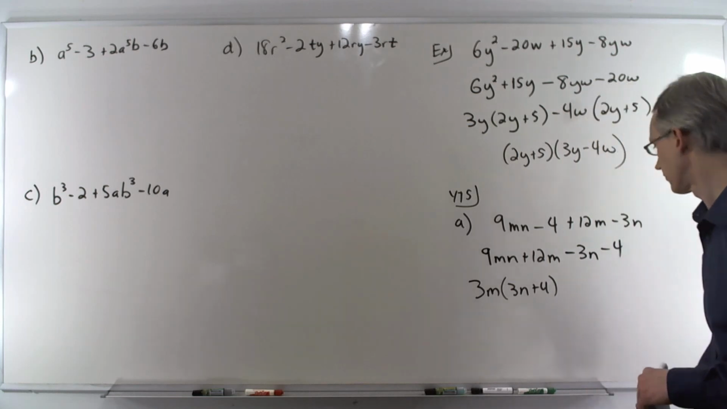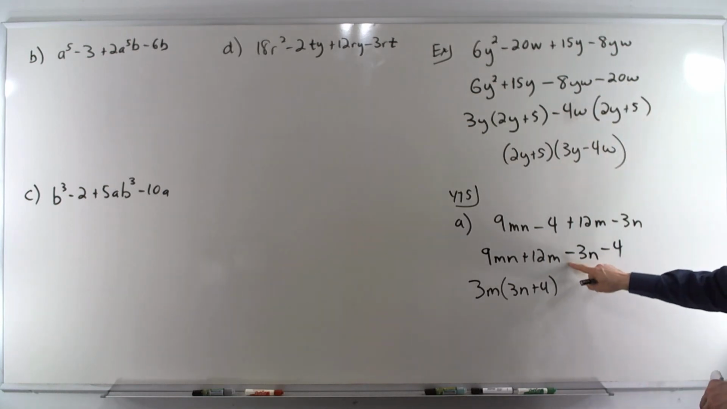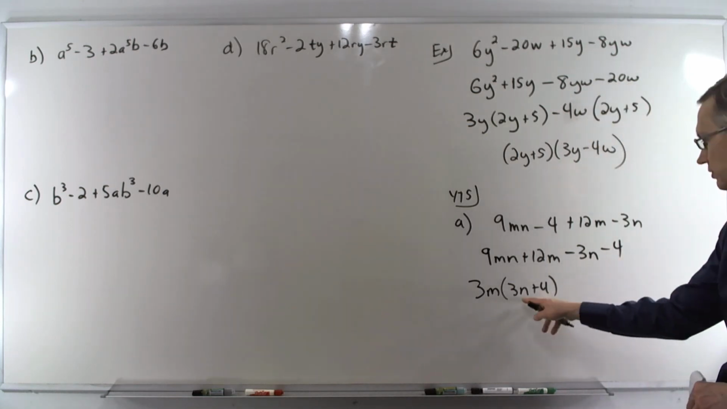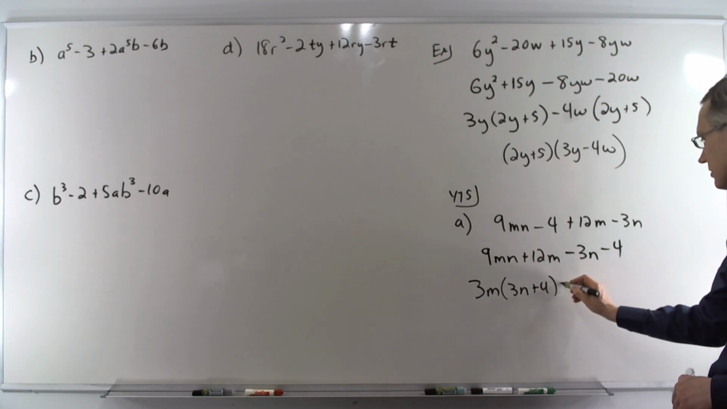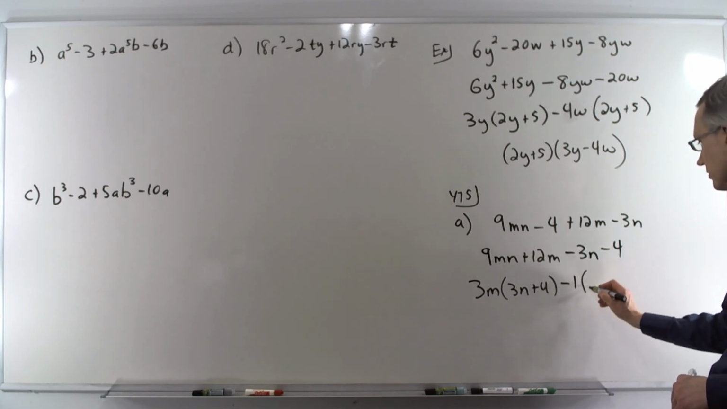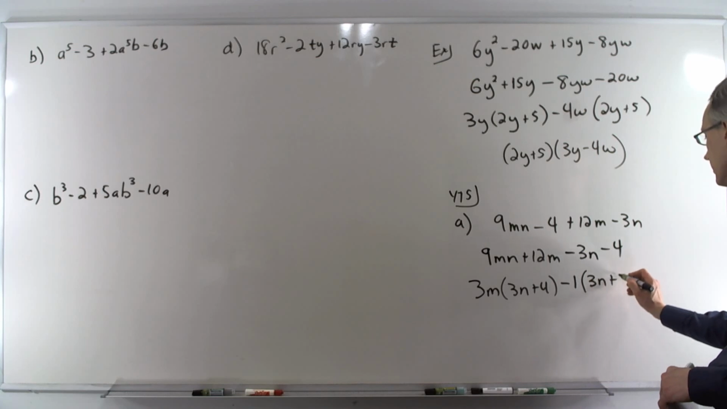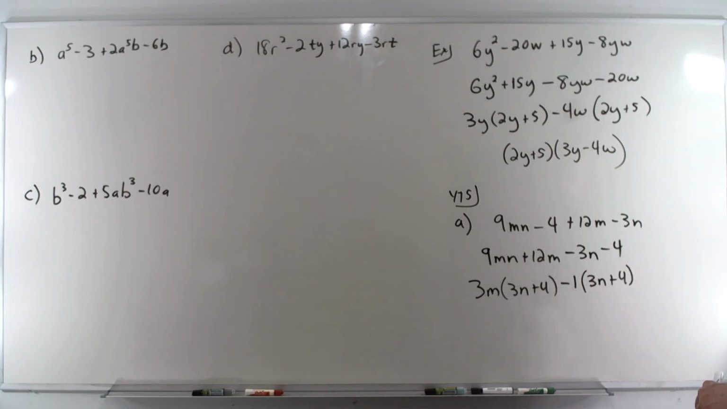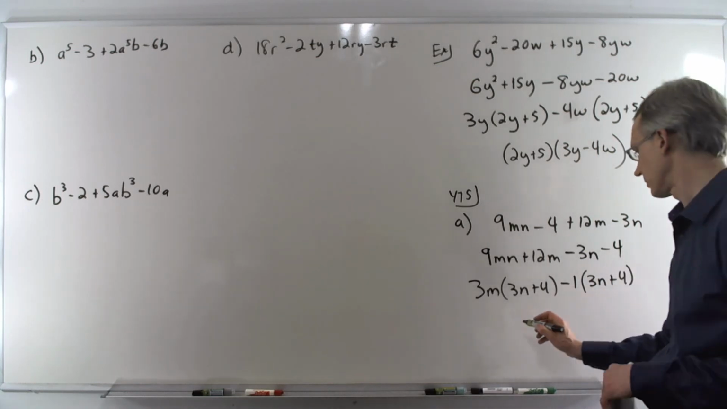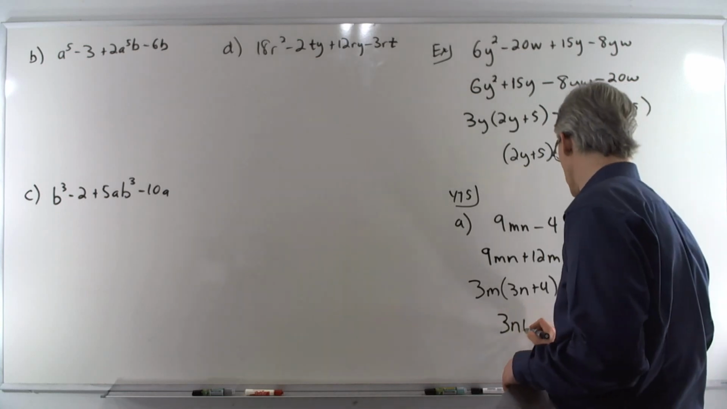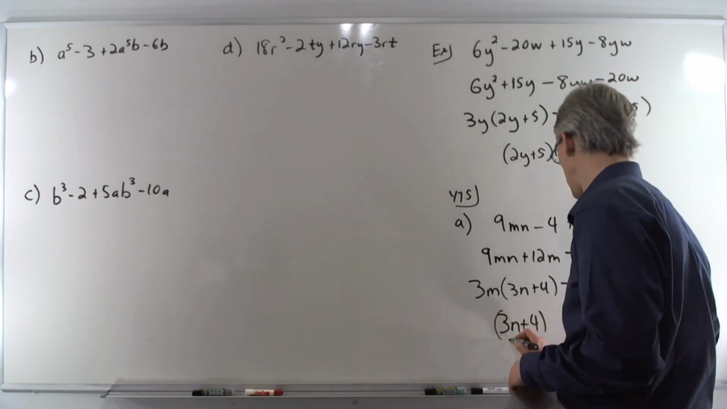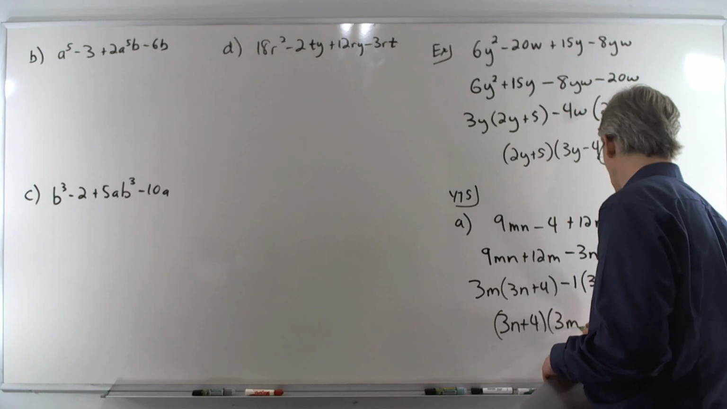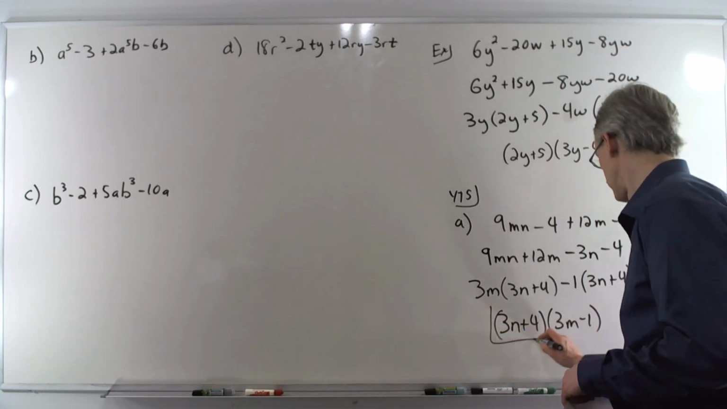Now I've got them arranged in a nice order here, so I'm going to factor out 3m. So you get 3n plus 4. And here, I've got 3n and 4 matching terms, but the wrong sign, so I'm going to factor out a negative 1 to turn them positive. Turn them into positive 3n plus 4. All right, now we've got our matching binomials. So 3n plus 4 and 3m minus 1.